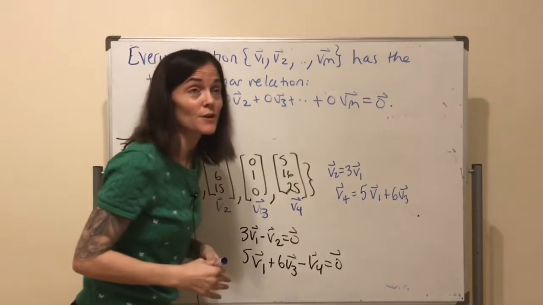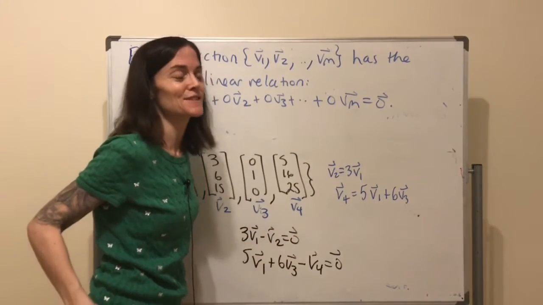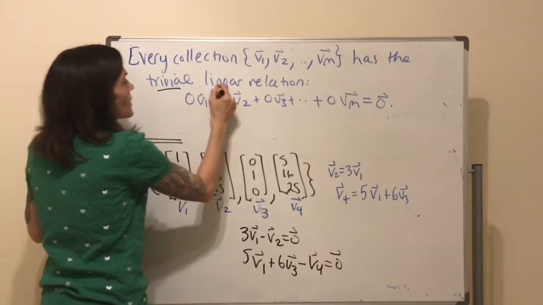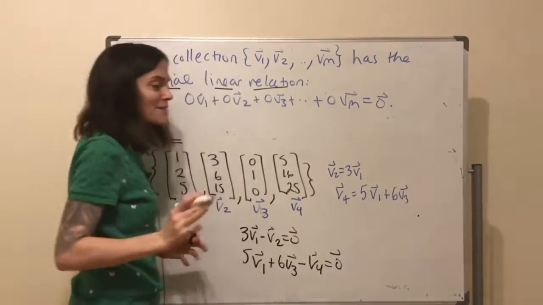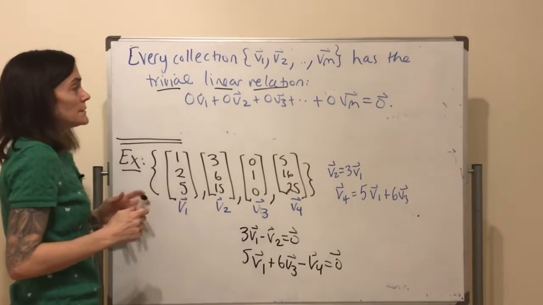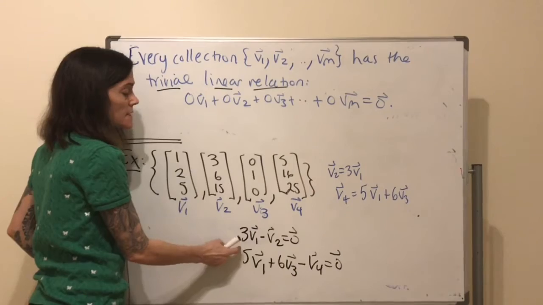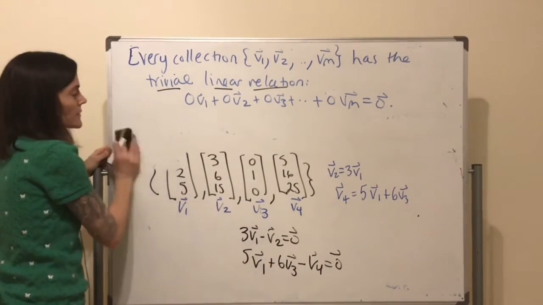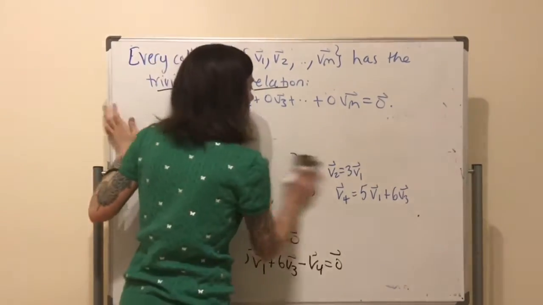Everything has that, linearly dependent or independent. All of them. Every collection of vectors has this trivial linear relation because you take 0 times a vector, you get 0. Add up a bunch of zeros, you have 0. So that's fine. But if you are dependent, then you have one of these non-trivial linear relations.